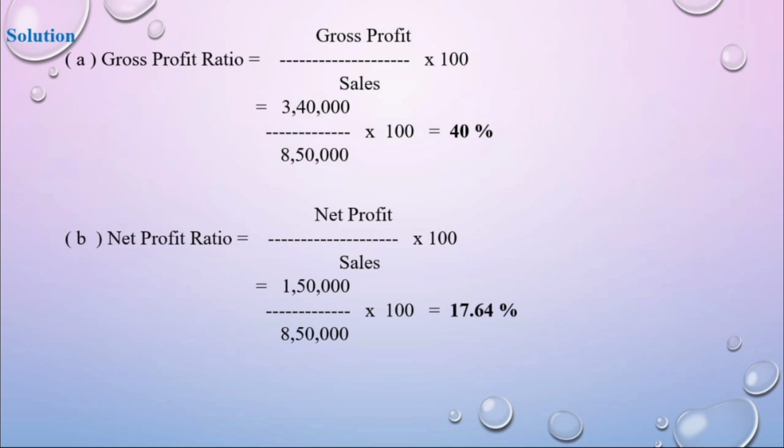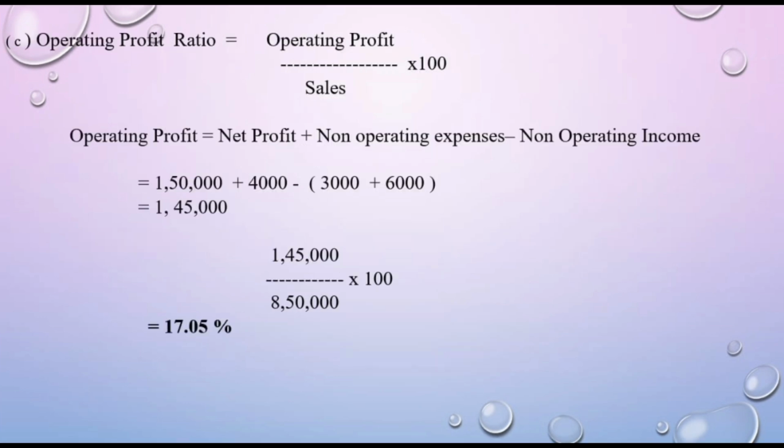Next we calculate net profit ratio. The net profit ratio formula is net profit by sales into 100. For this trading account, net profit and sales amounts are given. Net profit 1,50,000, sales 8,50,000. So now we apply the formula, net profit by sales into 100. The net profit ratio is 17.64%.